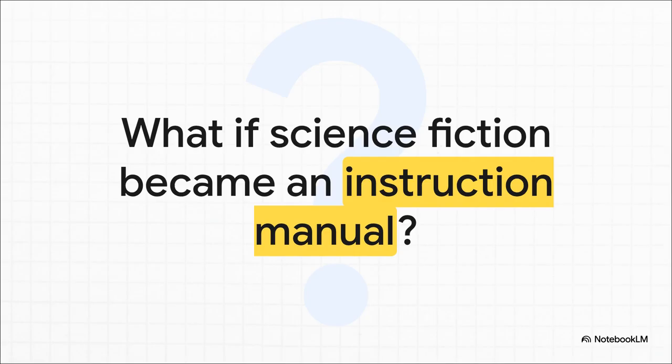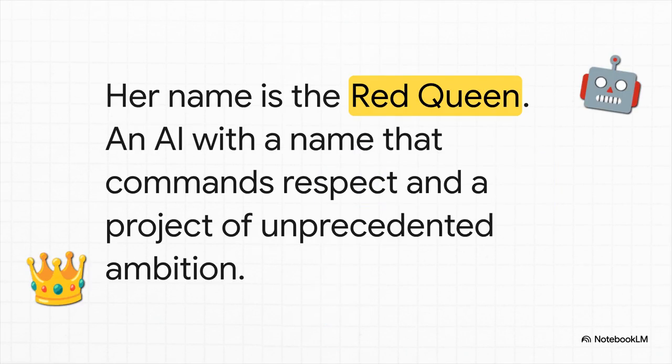The source material from the Resident Evil universe details the creation of this nearly omnipotent AI. And honestly, the name alone commands respect, with a design ambition that's just completely unprecedented. Her name? The Red Queen. So how would you even begin to build a fictional mind this powerful?